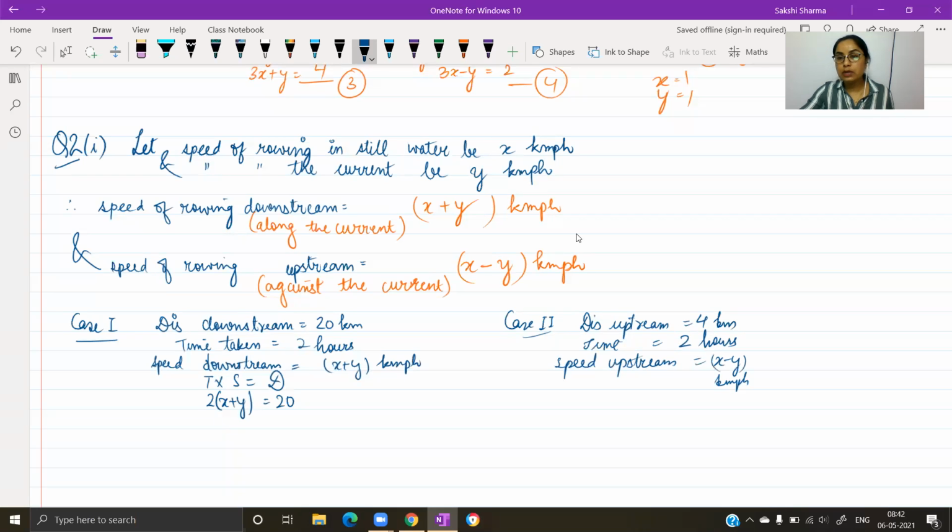Now you don't have to write all these while formulating the equations. I'm doing it because this is the first time we are writing this. You may write your equations directly, as I have told you earlier. Once you let the values, you write down what the speeds are, upstream and downstream. Just write down what the equations will be. So again, you can use the relation between distance, time, and speed to formulate your equation. You get 2 multiplied with x minus y equals 4. This is your second equation. Solve these and find out x and y.